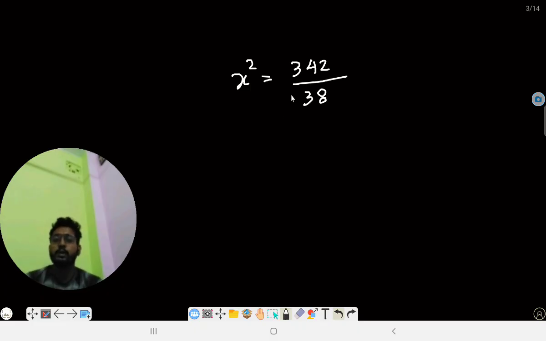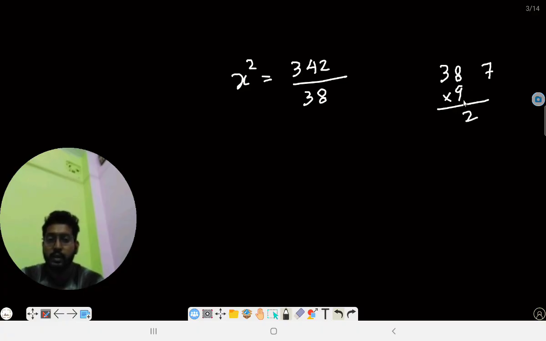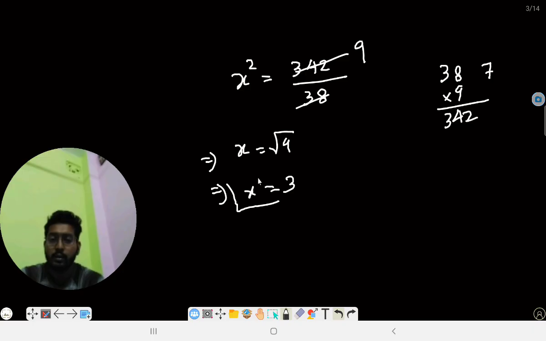Now you have to solve this one. I'll get the value from here. So here you can see 38. Suppose I am multiplying 38 into 9. If I multiply, that will be 342. That means it is coming 9 here. So x will be root over of 9, and root over of 9 means x will be 3. So the value of x is coming here 3.